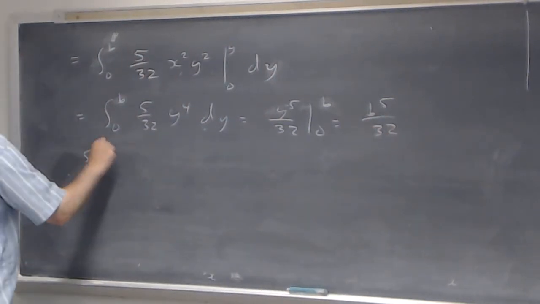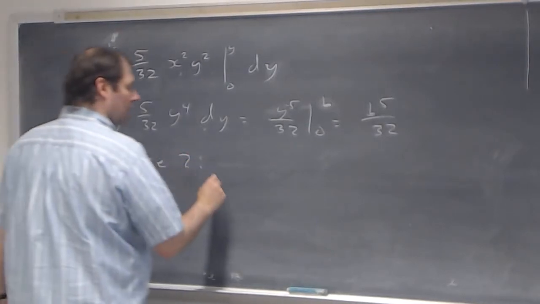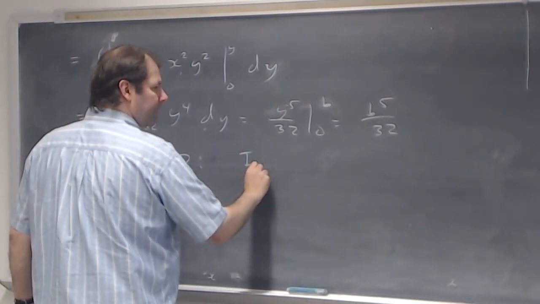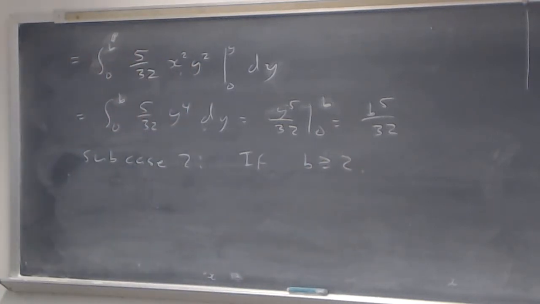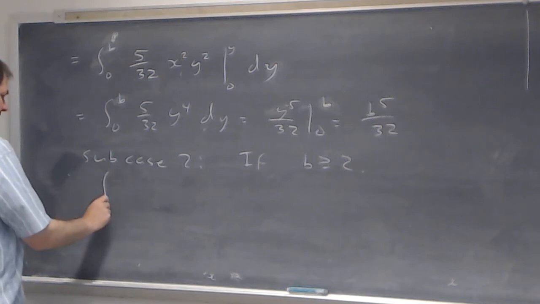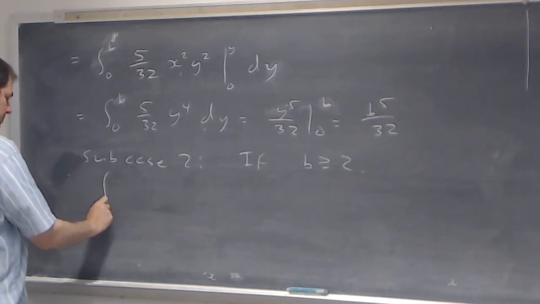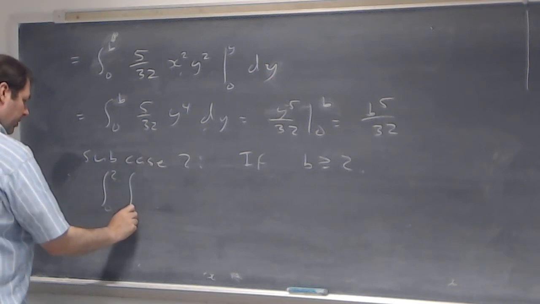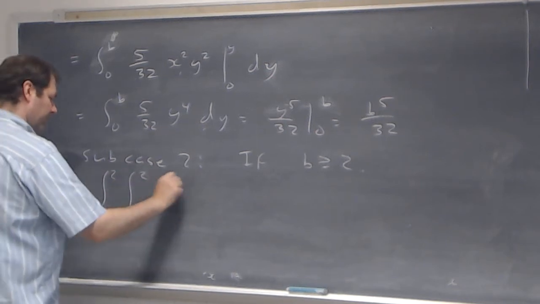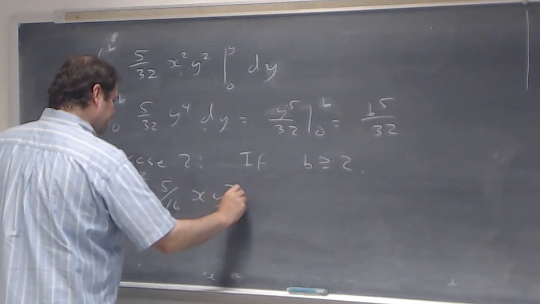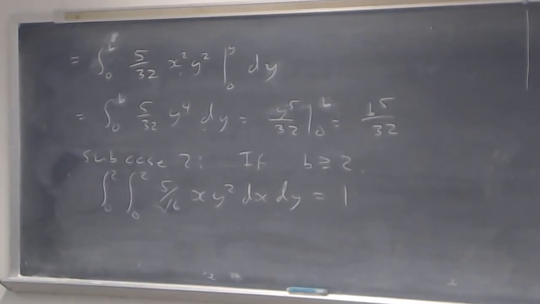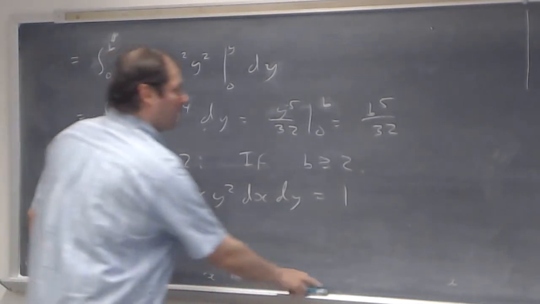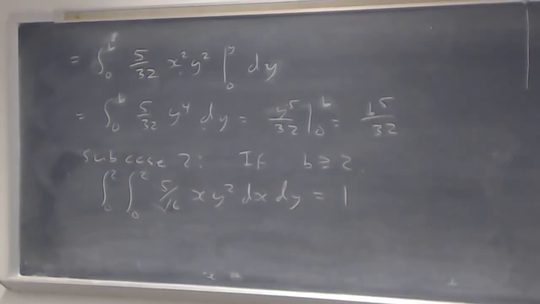And then subcase 2, what we have here is if b is bigger than or equal to 2. Okay. In this case, what we're going to be integrating is the integral from 0 to 2 for the x's, of the 5 16ths x y squared dx dy. And this is something we've already calculated as 1. Okay. And so we can summarize now what the CDF, the joint CDF is for this particular problem.